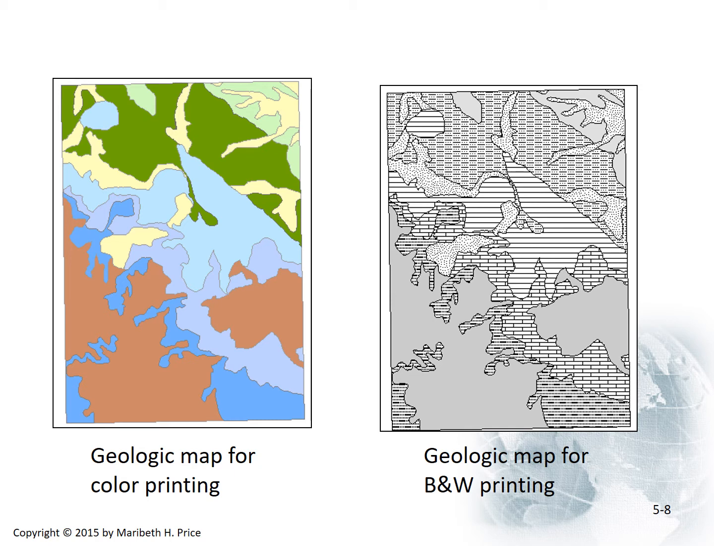So when we print these sort of things, if we're printing in color, a nice geologic map would look something like you see on the left. If you're going to make that same map but in black and white, it would look more like what you see on the right.